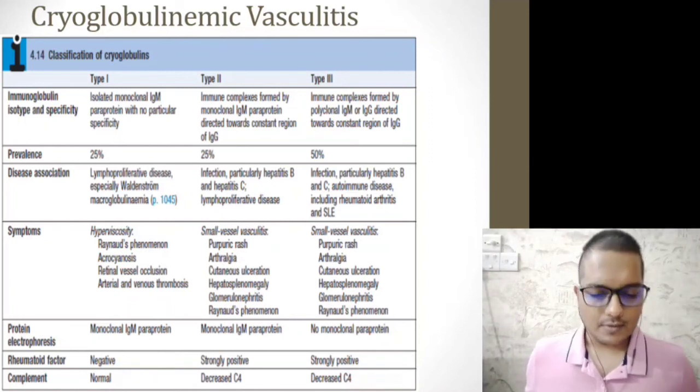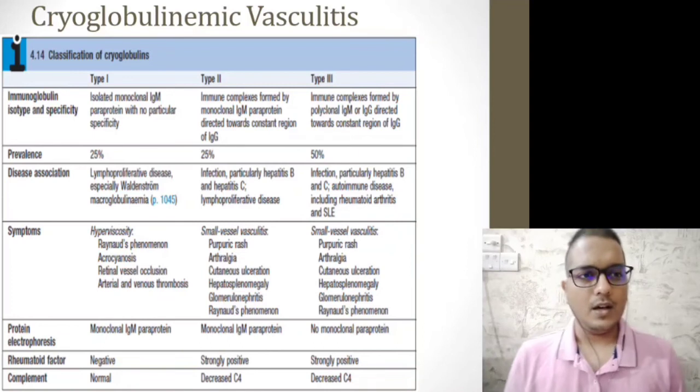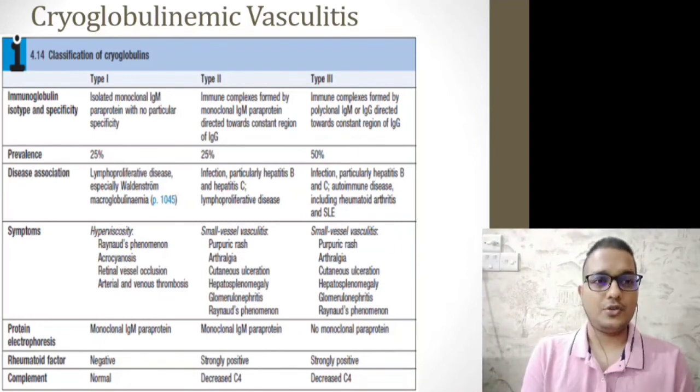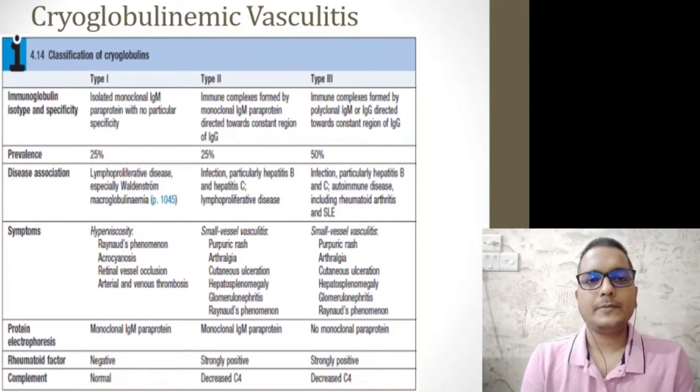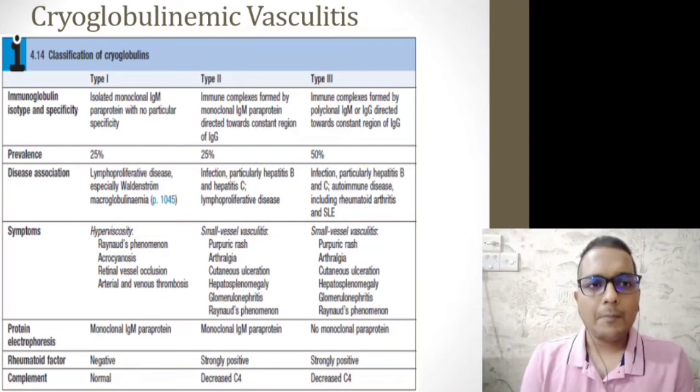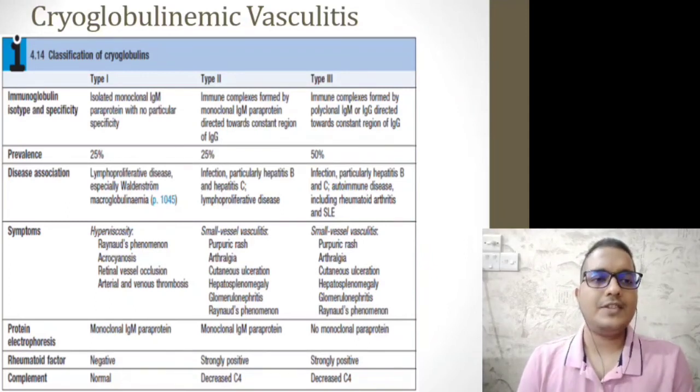So just remember some of the points. I know that this is a difficult chart to remember, so just remember some specific points. There are 3 types: type 1, type 2, and type 3. I always say that type 1 is IgM related, and types 2 and 3 are IgM and IgG, mixed. So just remember type 1 is IgM and types 2 and 3 are others.